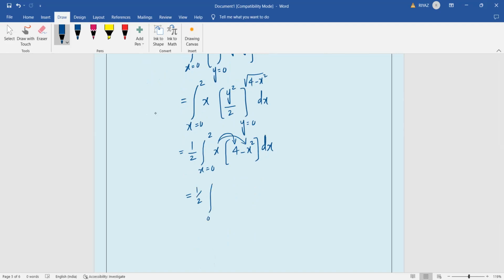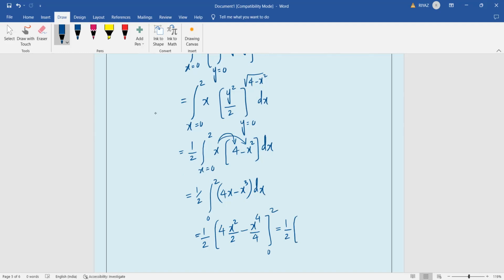This is no need to mention now, directly 0 to 2 only. The integral is 4x minus x cube, into dx. Now this is equal to 1 by 2 into: 4 outside. x integration is x square by 2, minus x cube integration is x power 4 by 4, and the limits are 0 to 2.